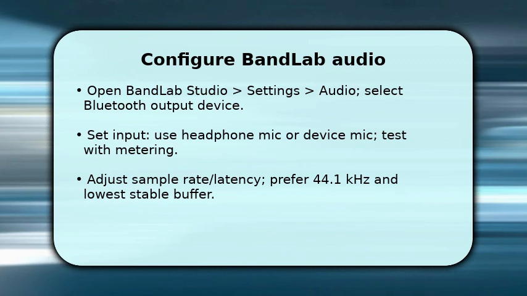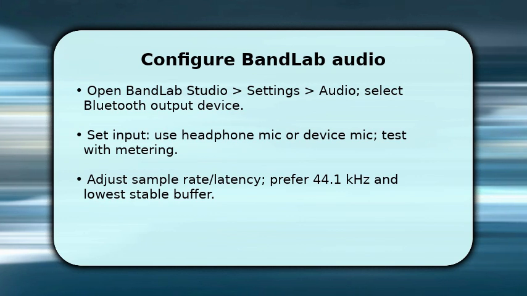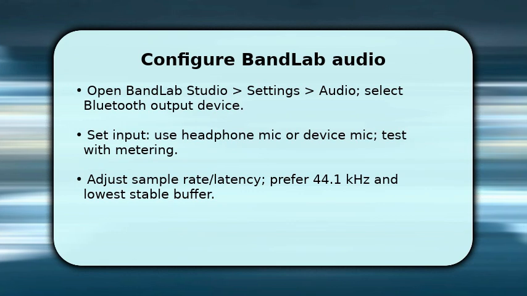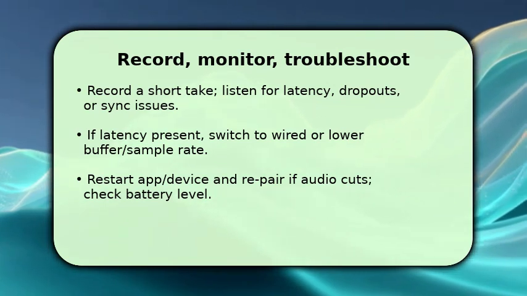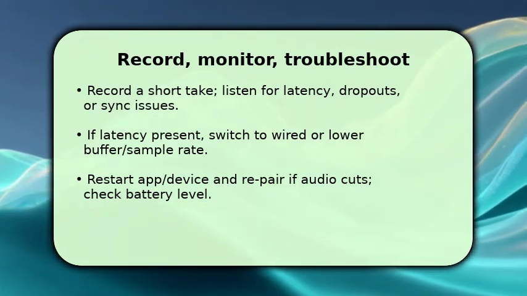Then adjust sample rate and buffer size, set 44.1 kHz and the lowest buffer that remains stable, because lower latency keeps monitoring tight. You now record a short test take and actively listen for latency, dropouts, or sync problems, because small issues become obvious during playback.